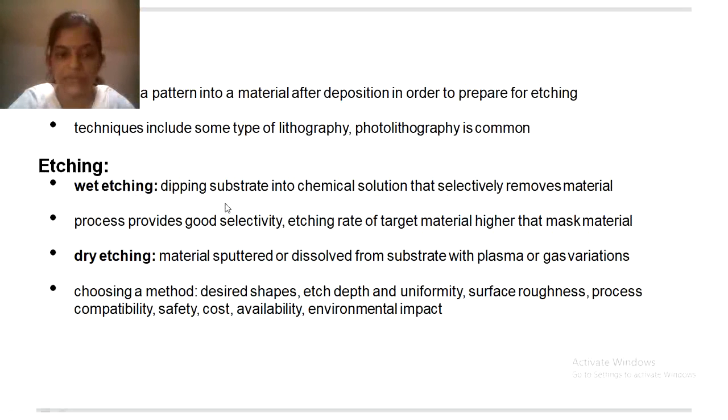Then and only then will we get good results. In dry etching, material is sputtered or dissolved from the substrate with plasma or gas variations. Wet etching means directly dipping into the chemical, and here we dissolve with plasma or gas variations. In this method, desired shapes, etch depth and uniformity, surface roughness, process compatibility, safety, cost, availability, and environmental impact, all we have to take into consideration, and according to that we have to choose either wet etching or dry etching.